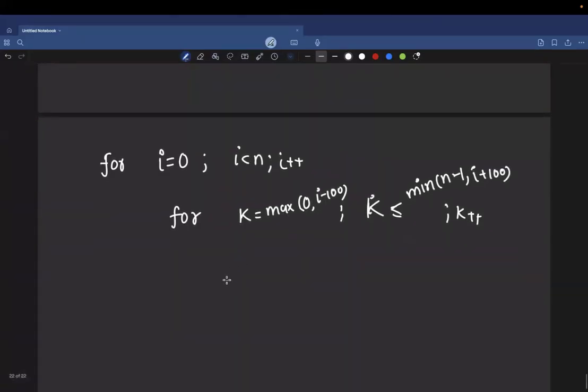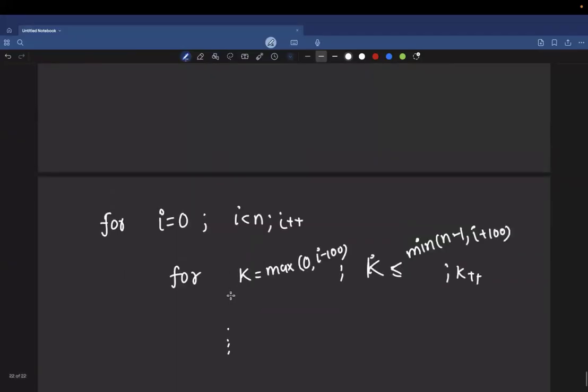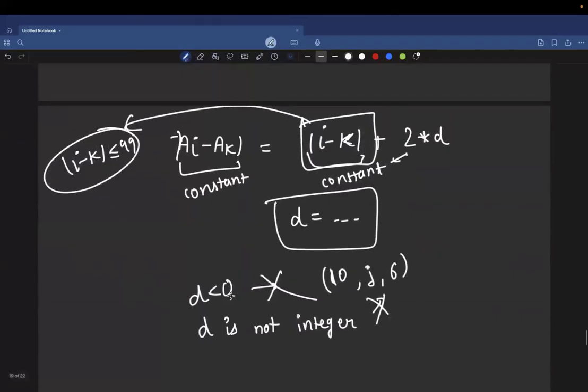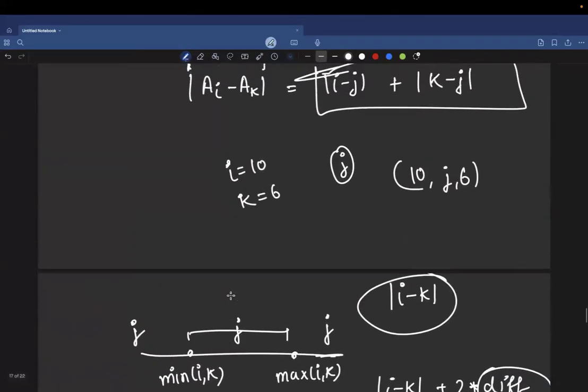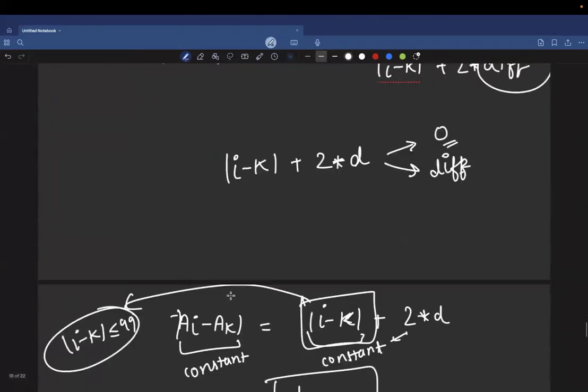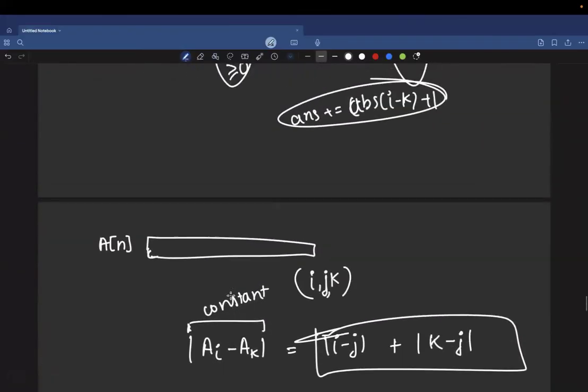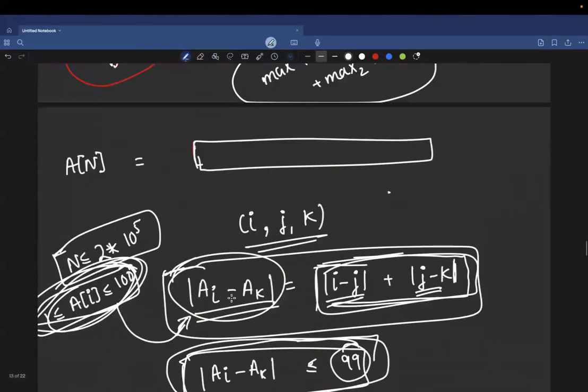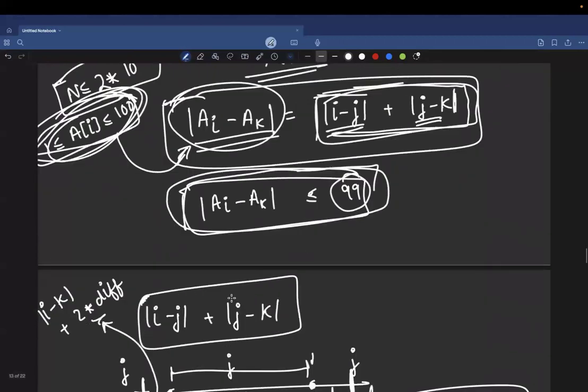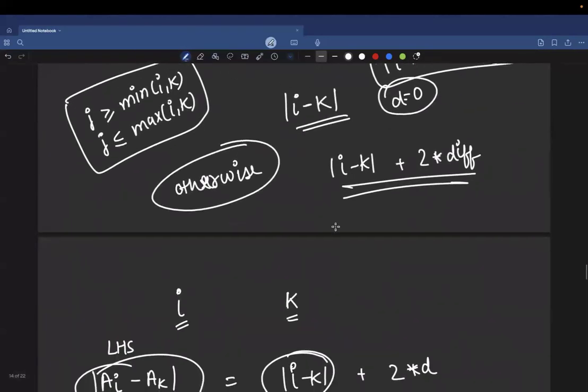And inside that, you can have the conditions like finding out the value of d, and then on the basis of the value of d, figuring out the possible values of j. So, guys, does it make sense? Do you have any doubts on this problem?